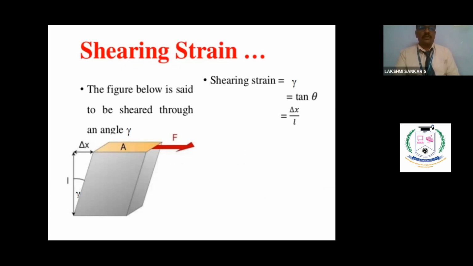Okay. So it makes an angle gamma. For example, delta X is moved there. Because of that, the gamma angle is realized there. So the shearing strain is called gamma. That is nothing but tan gamma, that is tan theta. Okay. So here delta X by L is going to be the shearing strain.